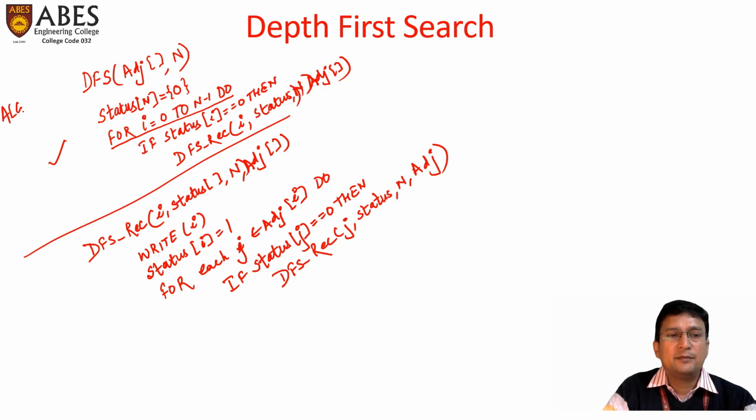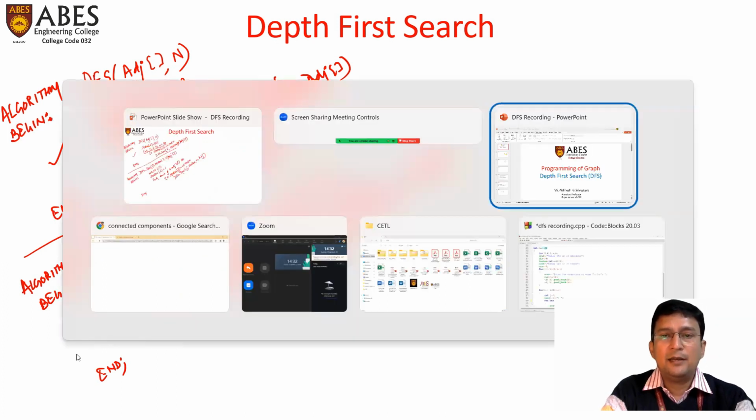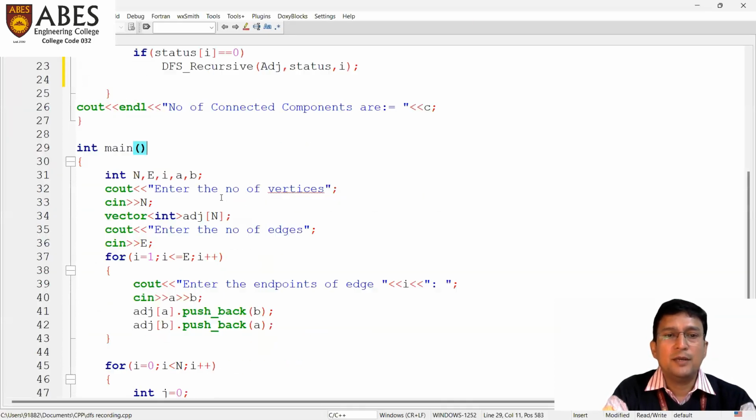So let me write the keywords which are required to write the algorithm. Similarly for the recursive version as well. Now we are already done with the algorithm part. Now let's try to convert this algorithm into the program.